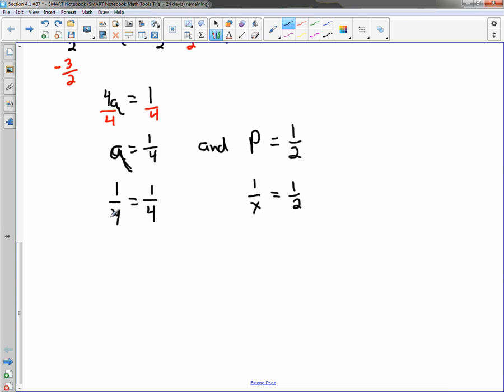And then we can go ahead and cross multiply since we have a fraction equal to a fraction. So when I take y times 1, I get y, and 4 times 1 gives me 4. x times 1 gives me x, and 1 times 2 gives me 2. So that tells me the solution to my system is 2, 4.